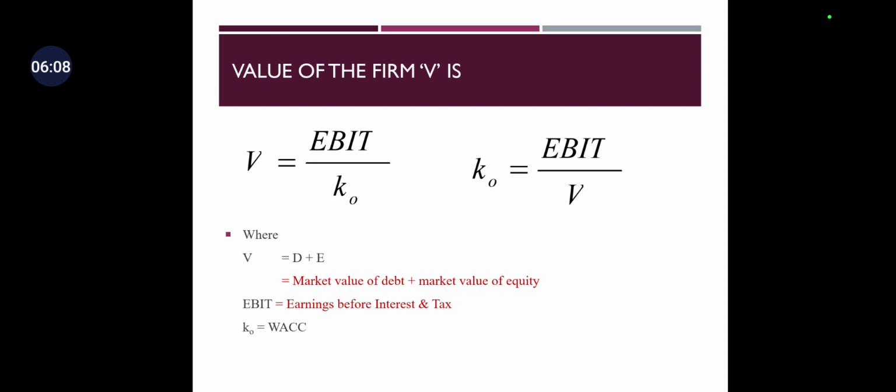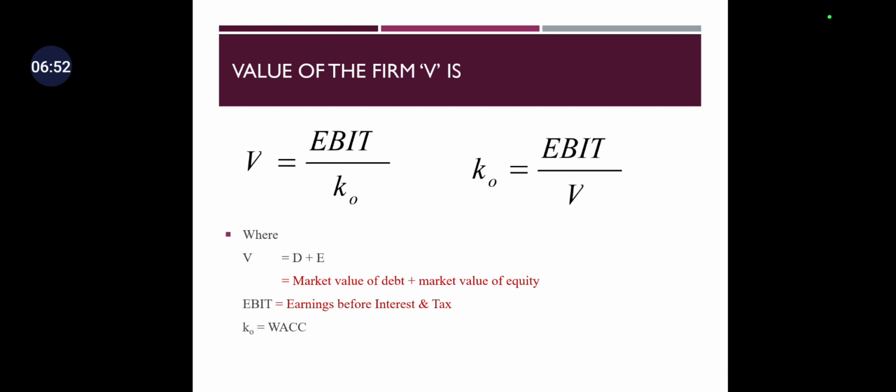And these are the formulas we're going to use for finding the value of the firm and the overall cost of capital under the net income approach. V is nothing but the value of the firm. The main formula is V equals D plus E, where D is the market value of debt and E is the market value of equity. Of course we know EBIT, the earnings before interest and tax. KO is the overall cost of capital, also called the weighted average cost of capital. So KO is equal to EBIT divided by the value of the firm.